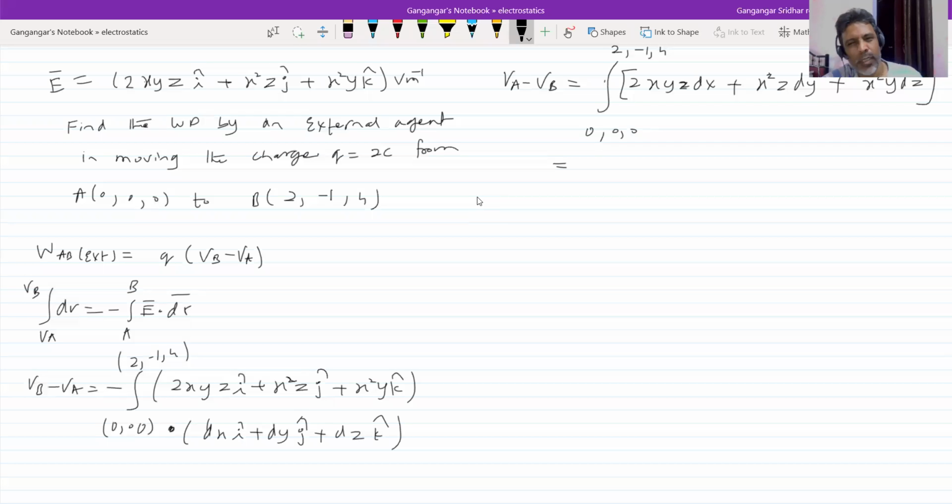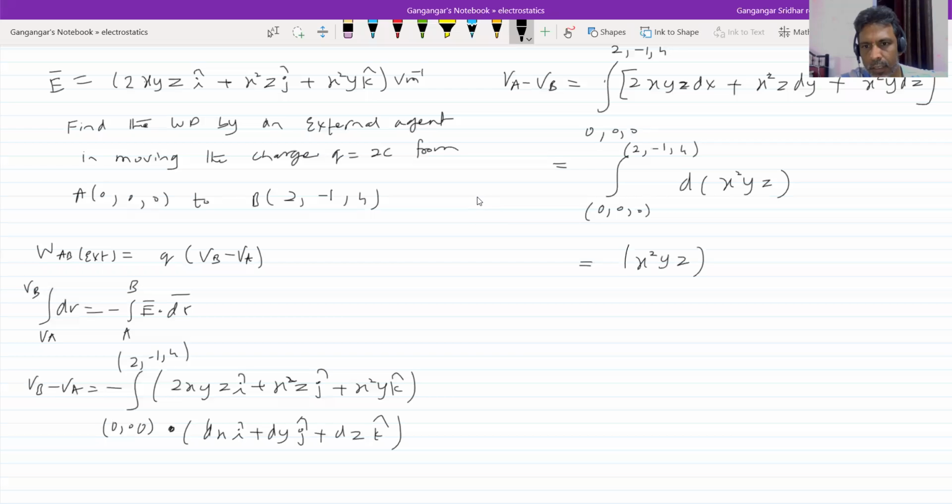Now, how to integrate this? It is the derivative of x square yz. There's one method. Integral from (0, 0, 0) to (2, -1, 4); these are the limits, no? If you differentiate this, you will end up with the bracket term, no? So the derivative and integral will cancel out, and we end up with x square yz, then substitute the limits. There's one method.